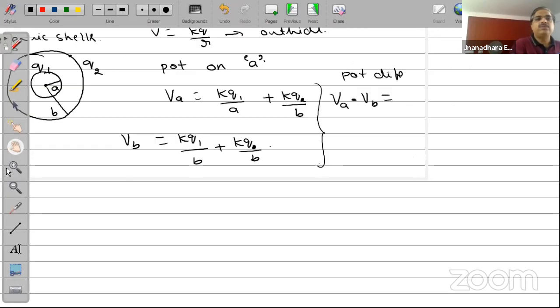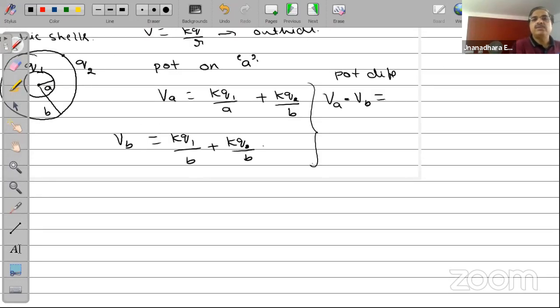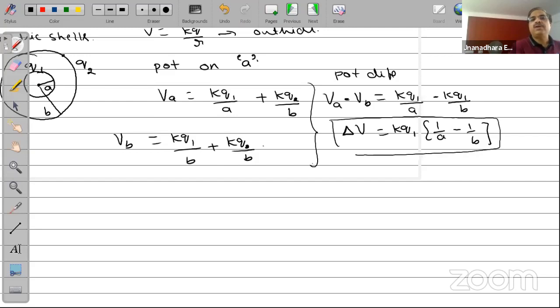It will be equal to KQ1 by A minus KQ1 by B, or will be equal to KQ1 into 1 by A minus 1 by B. This is the potential difference between the two shells. Okay, a very important idea. You will be asked a lot of things on this pattern.